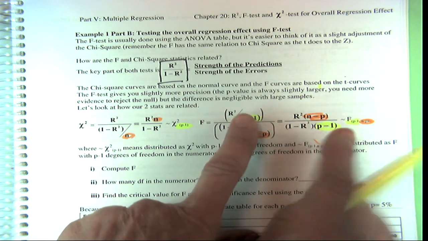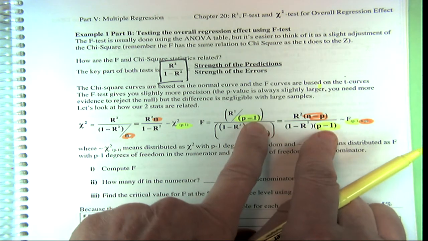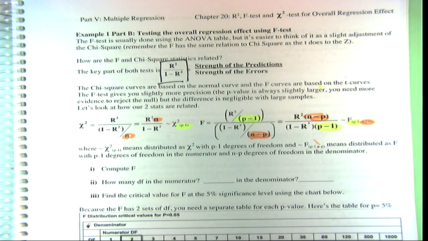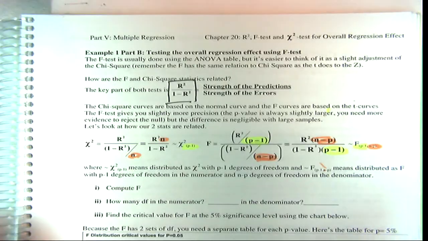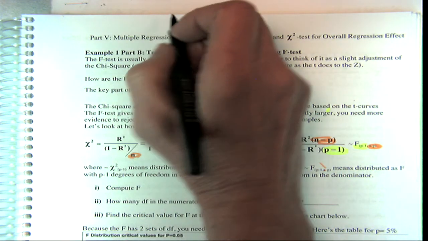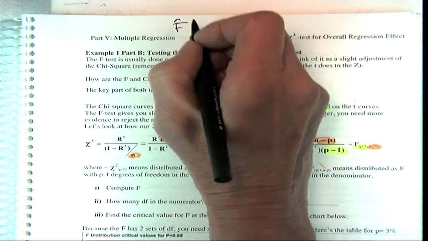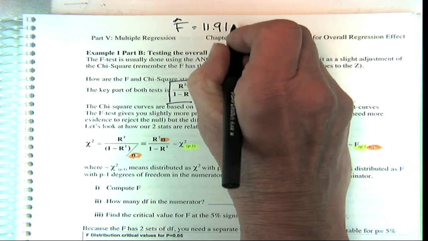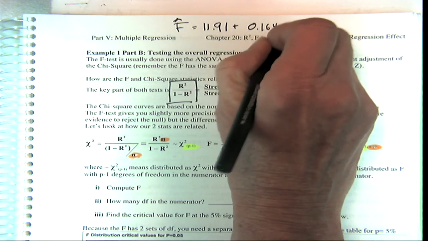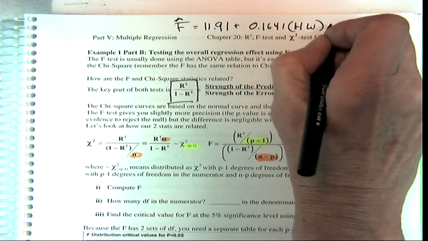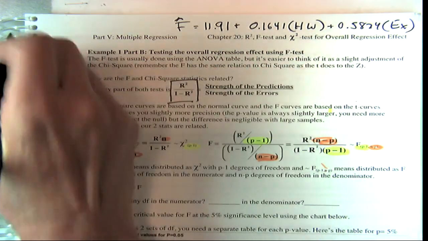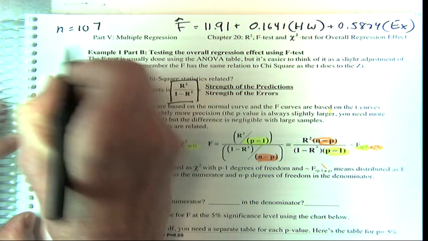It's just a different way to compute things, so that's why that's happening. All right, so now let's just remember what our model is here. Let's just copy it down again. We had a predicted final, with a little hat over it. Copying from the previous page, 11.91 is our intercept, plus 0.1641 times the homework scores, plus 0.5824 times the exam scores. And we had n equals 107, all right?